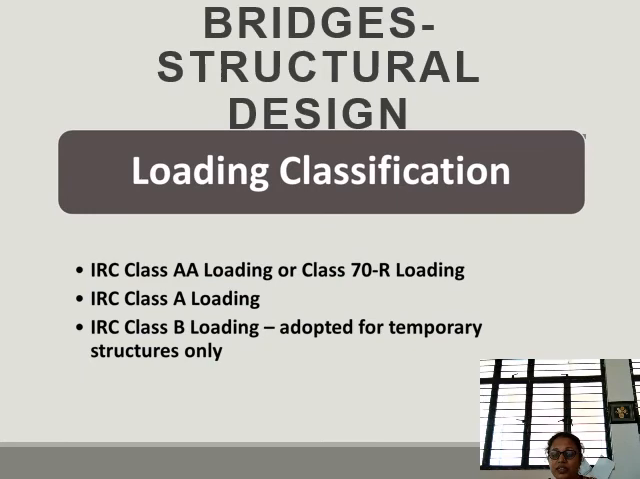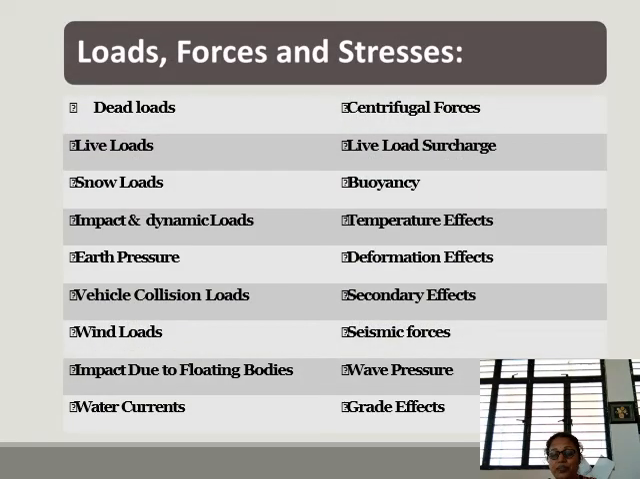The loading classification that will be considered is IRC class AA loading or 70R loading. We have class A loading and class B loading. Normally class B loading is adopted for temporary structures only. And these are the different loads, forces and stresses that will be considered.